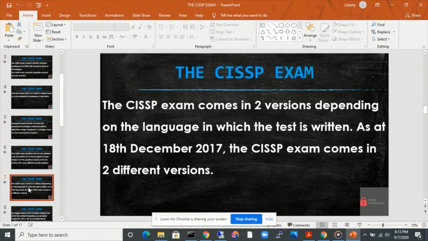The CISSP exam comes in 2 versions, depending on the language in which the test is written. As at 18th December 2017, the CISSP exam comes in 2 different versions. Before, we used to have a paper-based examination. But as at 18th of December 2017, ISC2 decided to administer their exam online. So they divided the exam into two versions: we have the English-based exam, then we have the non-English-based exam.